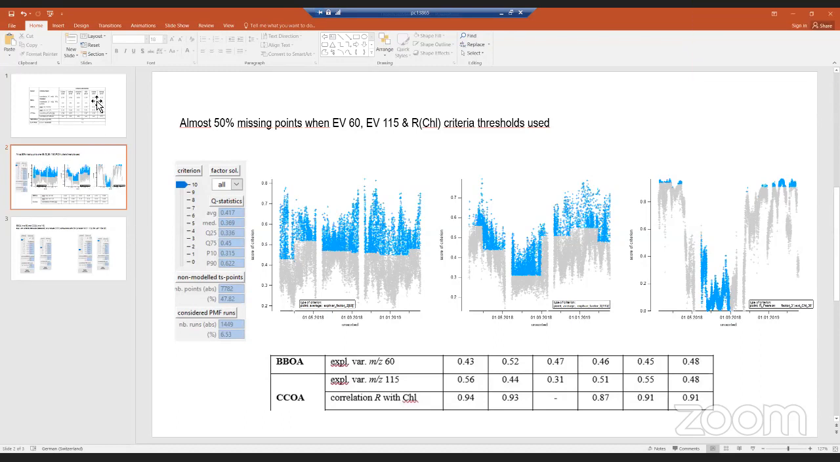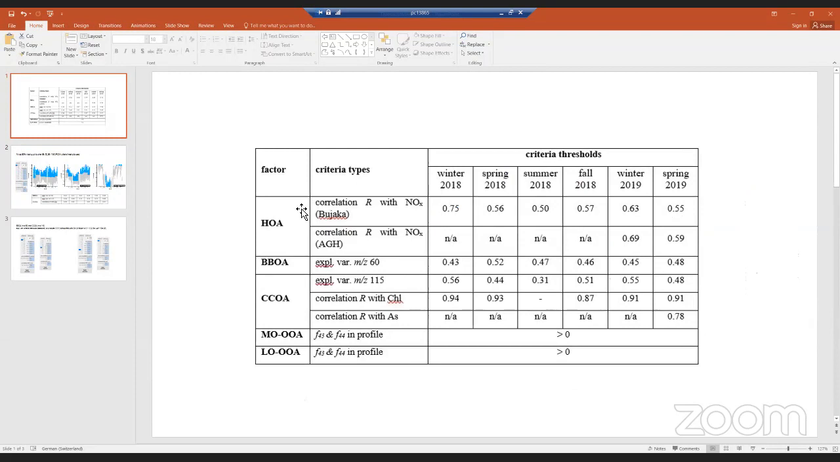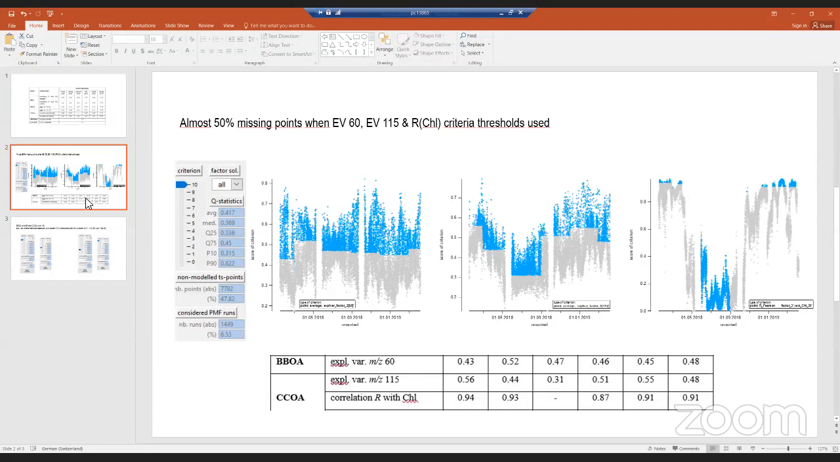What I did, I bootstrapped my seasonal solutions, and these are my criteria here. I focus now mostly on the explained variation of MZ60 for biomass burning and the explained variation of 115 for coal combustion. I'm still not exactly sure about the correlation with chloride. Here I have the seasonal thresholds, and if I apply them, I miss a lot of points.